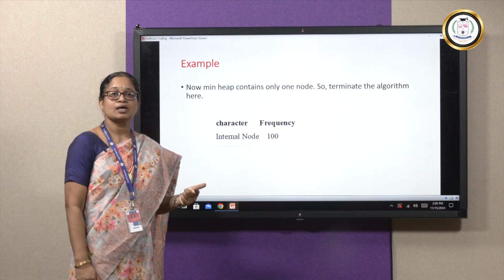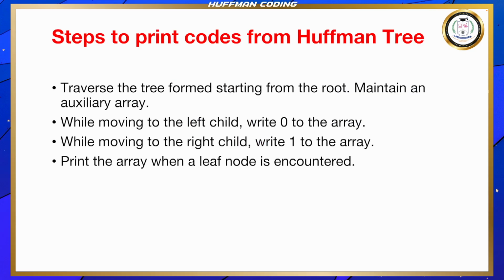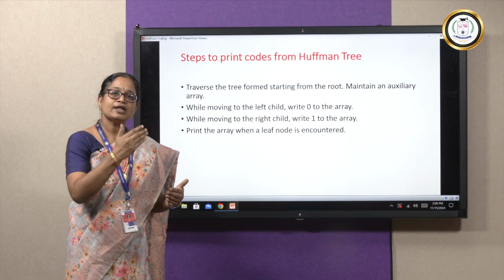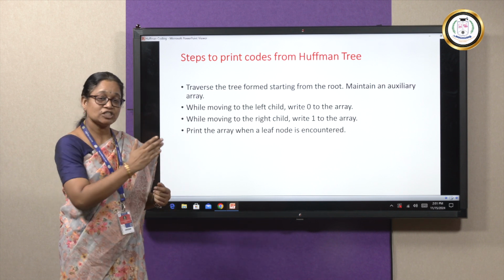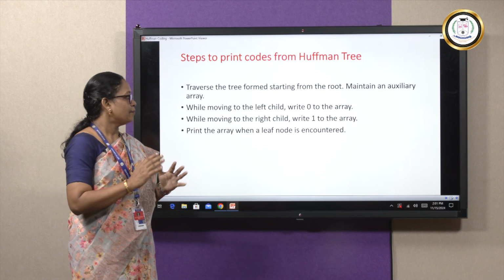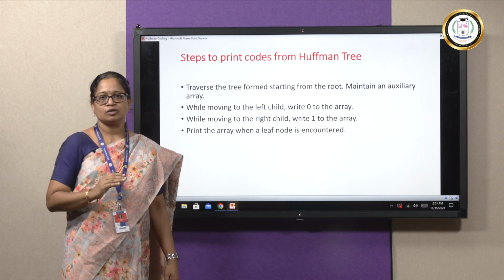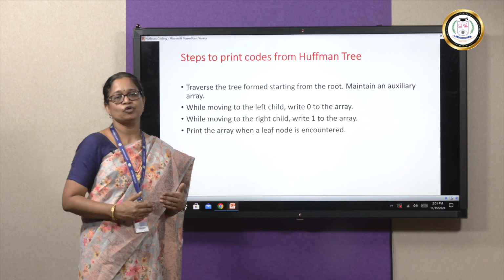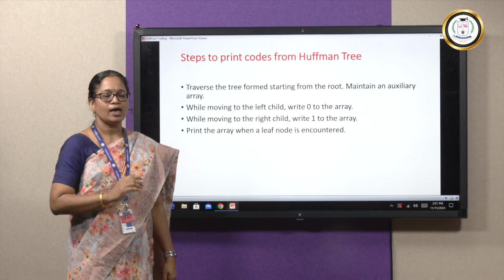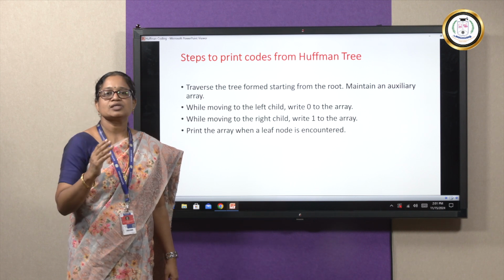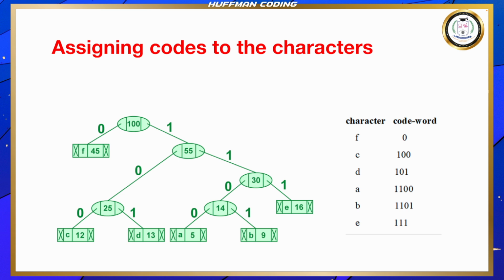Now the next step is assigning the codes to the characters. For assigning the codes to the characters in the Huffman tree, first traverse the tree starting from the root node. Maintain an auxiliary array. So when you move to the left subtree, you write 0 to the array. When you move to the right child, you just write 1 to the array and print the array when a leaf node is encountered. So starting from the root node till the leaf node, when you are moving to the left, you just assign the code 0, and when you are moving to the right, you just assign the code 1. Here we have assigned the codes.